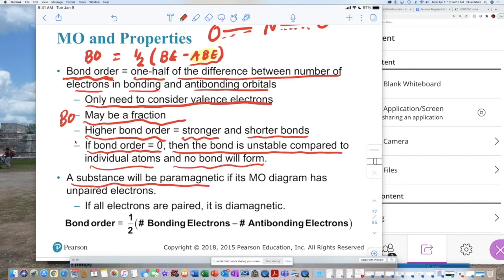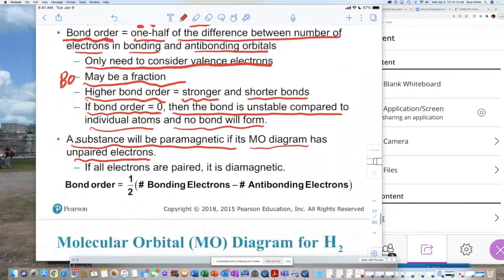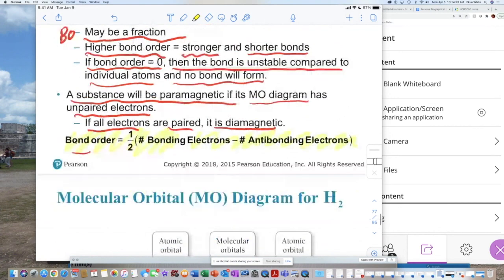A substance with paramagnetic behavior, when you draw its molecular orbital diagram, will have unpaired electrons, okay? So remember, in this section, we'll finally answer what's going on with the oxygen molecule. If all electrons are paired, it will be diamagnetic. So I've already talked about this bond order. Make sure you write this down. Bond order is half of bonding electrons minus anti-bonding electrons.